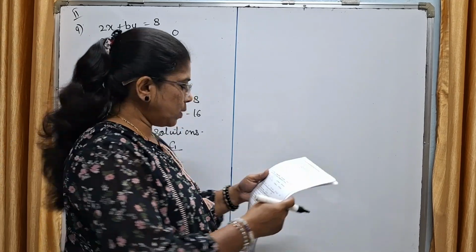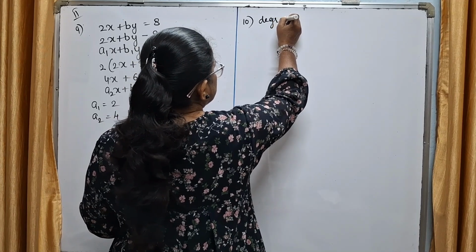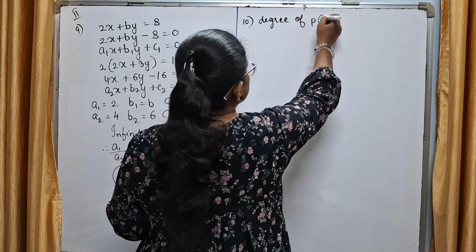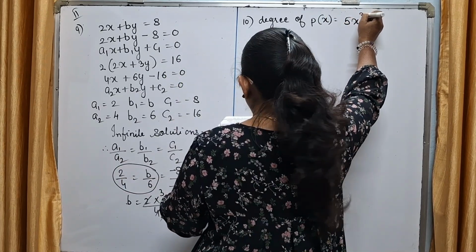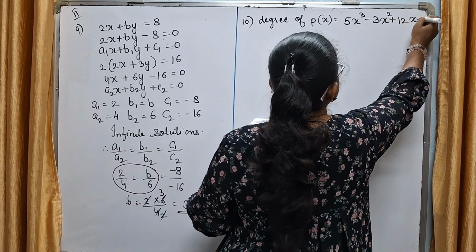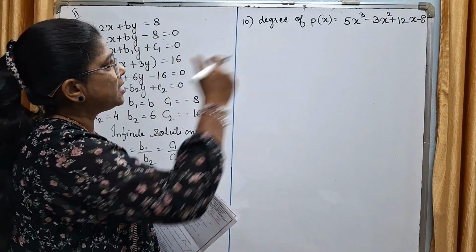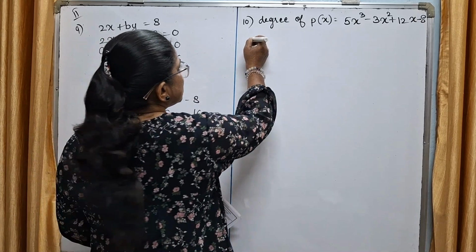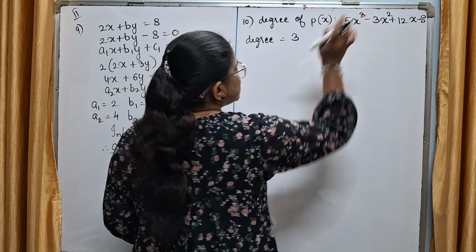10th one is quite simple. Here 10th one they say degree of the polynomial. So here the given polynomial P(x) is 5x cube minus 3x square plus 12x minus 8. Degree is the highest power. So in this case, degree of this polynomial is 3. Highest power is 3.